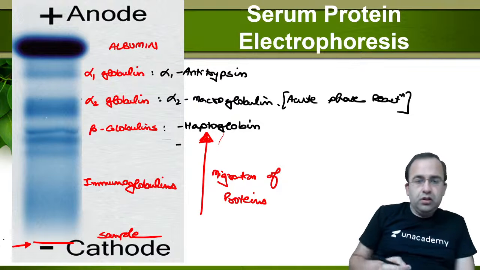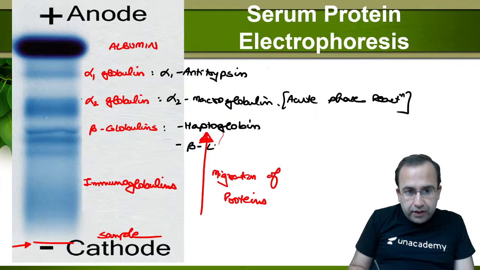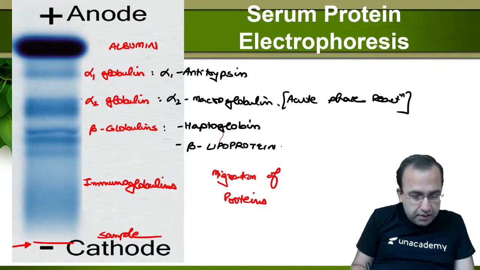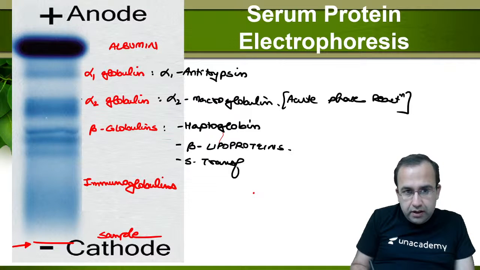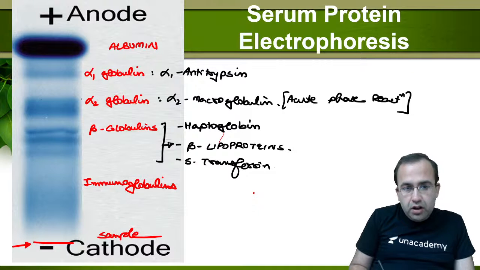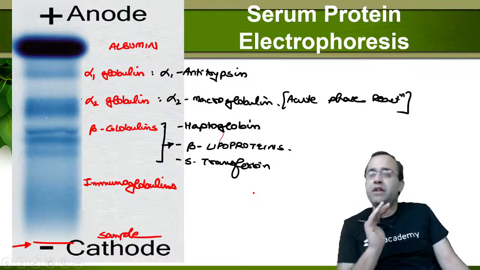The other beta globulins are beta lipoproteins and serum transferrin. What is the role of serum transferrin? Iron is transported in blood bound to serum transferrin.